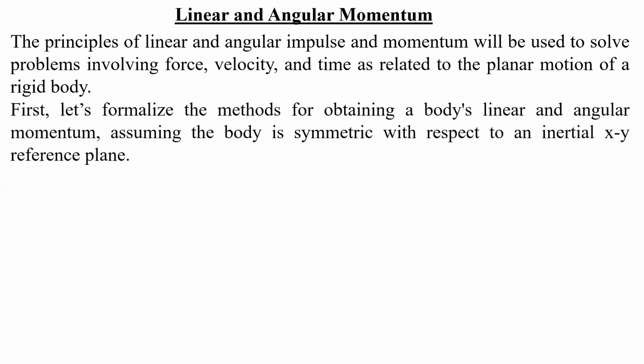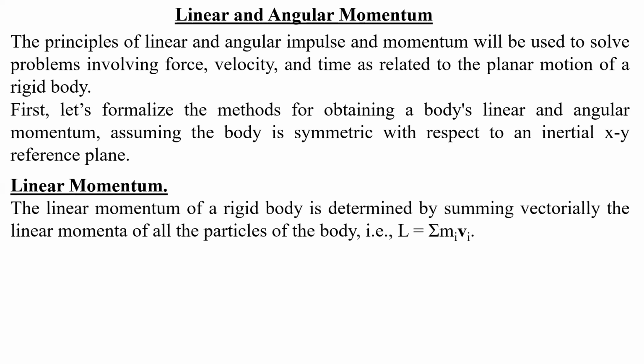Let's formalize the method for obtaining a body's linear and angular momentum, assuming the body is symmetric with respect to an inertial XY reference plane. Linear momentum. The linear momentum of a rigid body is determined by summing vectorially the linear momenta of all the particles of the body, where L is equal to the summation of m_i v_i. Since the summation of m_i v_i is equal to m v_G, we can also write L is equal to m v_G.